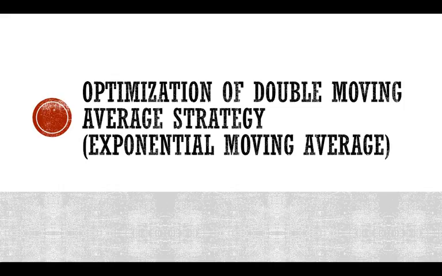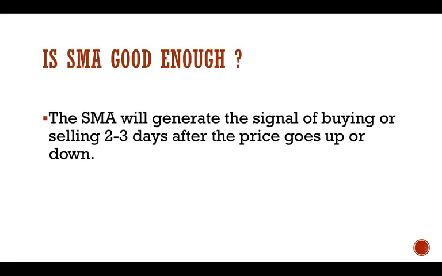Okay, moving to the second part, optimization of double moving average strategy with exponential moving average method. This double average strategy is a basic model. However, we find that the average line will lag behind the stock price sometimes.